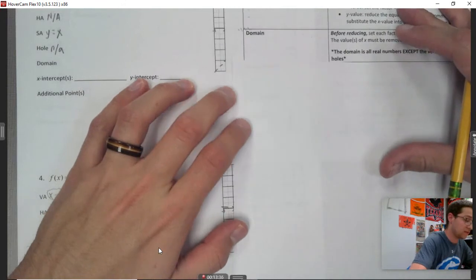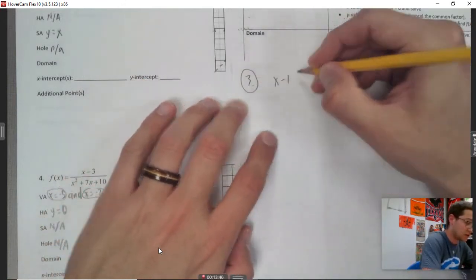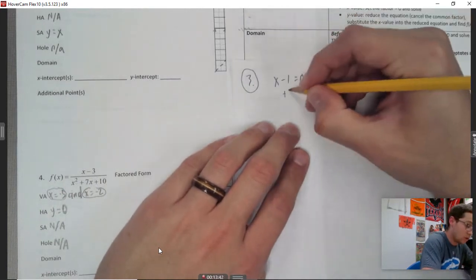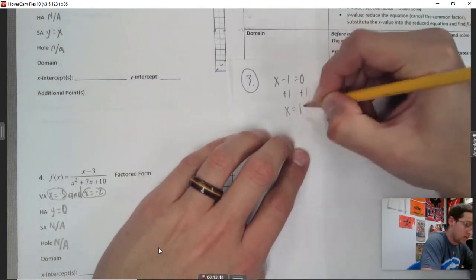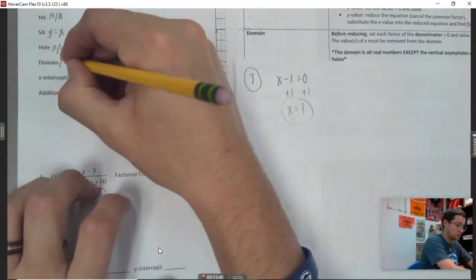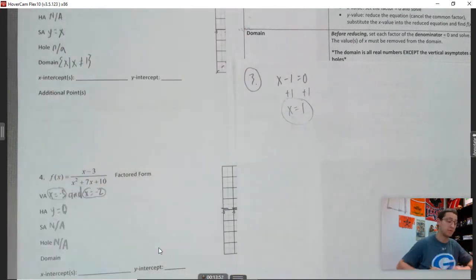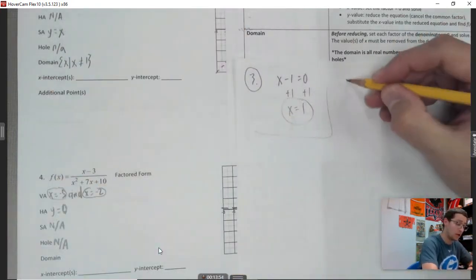This is the work for number 3. We've got x minus 1 equals 0, plus 1 plus 1. That value we want to take out of the domain. So x cannot be 1. That's my domain. X-intercepts.